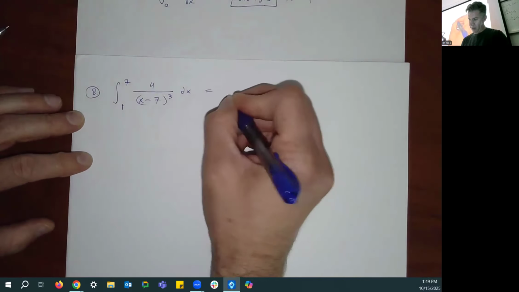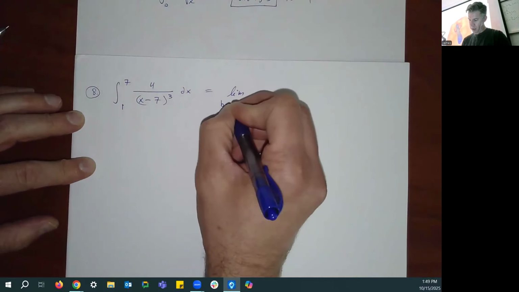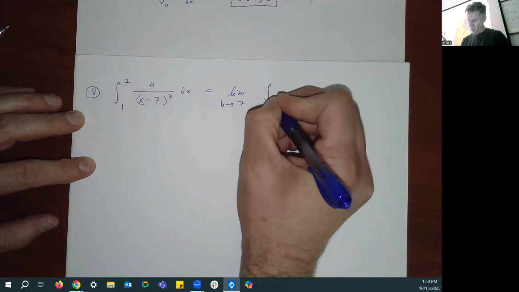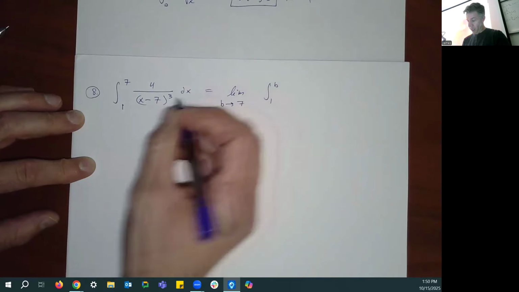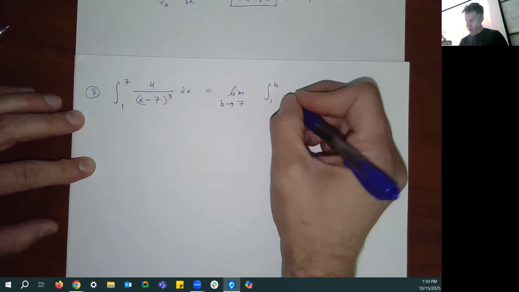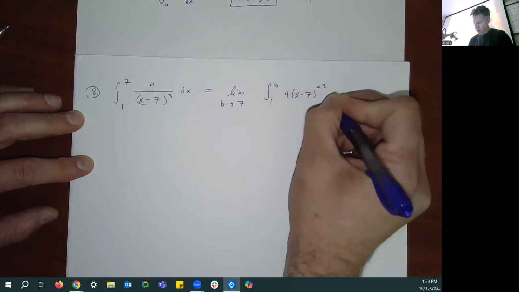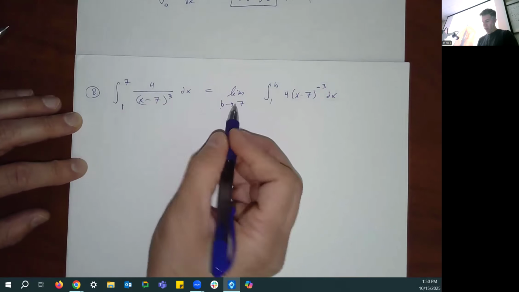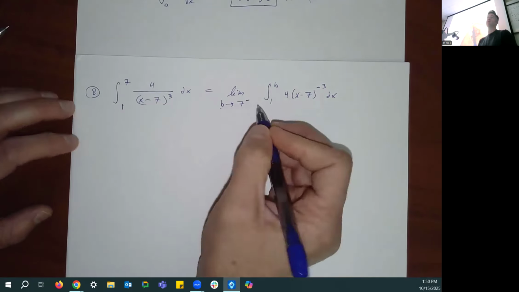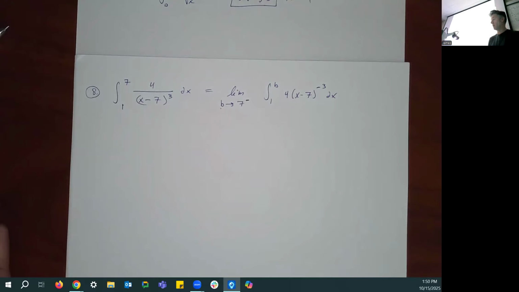Okay, I think the problem's obvious here. The problem is 7. Any other value is totally fine, but 7 is an issue. So we're going to rewrite this as the limit as b approaches 7 of the integral from 1 to b of, again, let's rewrite our integral and make it easier to integrate, 4 times x minus 7 to the negative 3rd power. And yes, we're approaching 7 from the left-hand side because we're between 1 and 7. So we're left of 7, or less than 7.